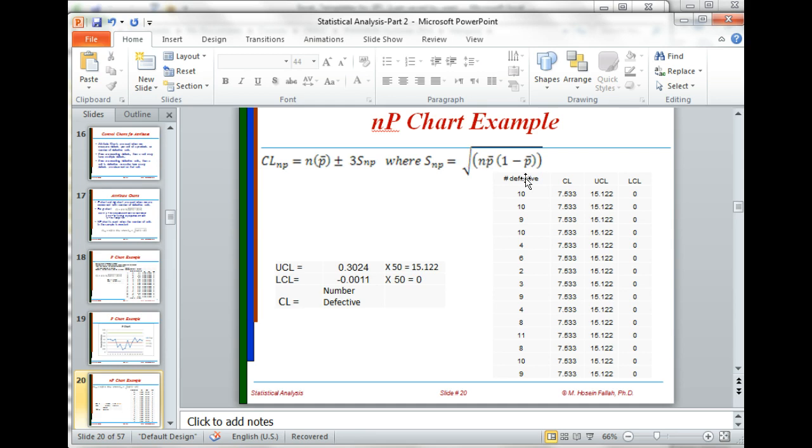If you multiply by n, the ratio of 1 over n disappears in the parentheses, and you get this formula. So I've got an upper control limit, which is essentially what I had before for the P chart, just multiplied by 50.